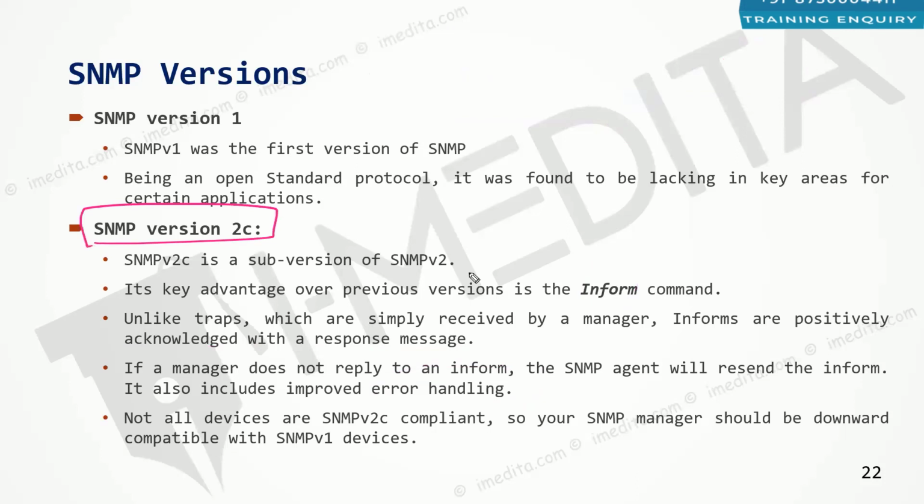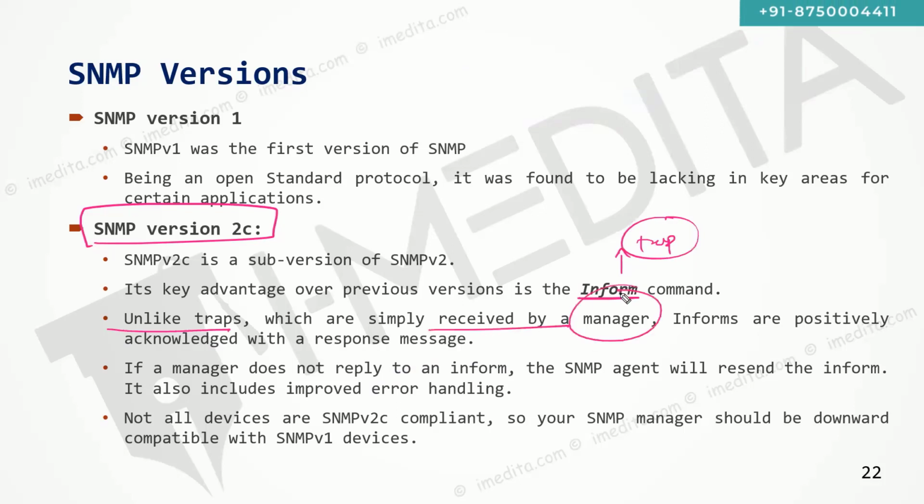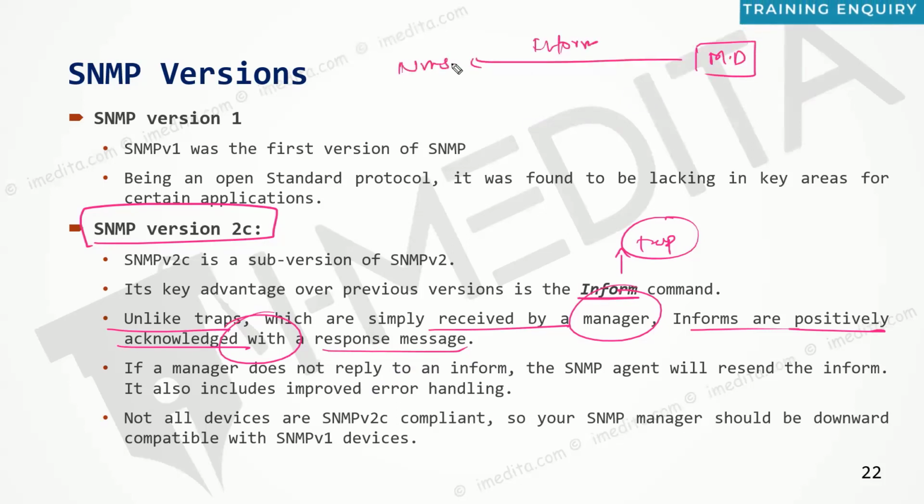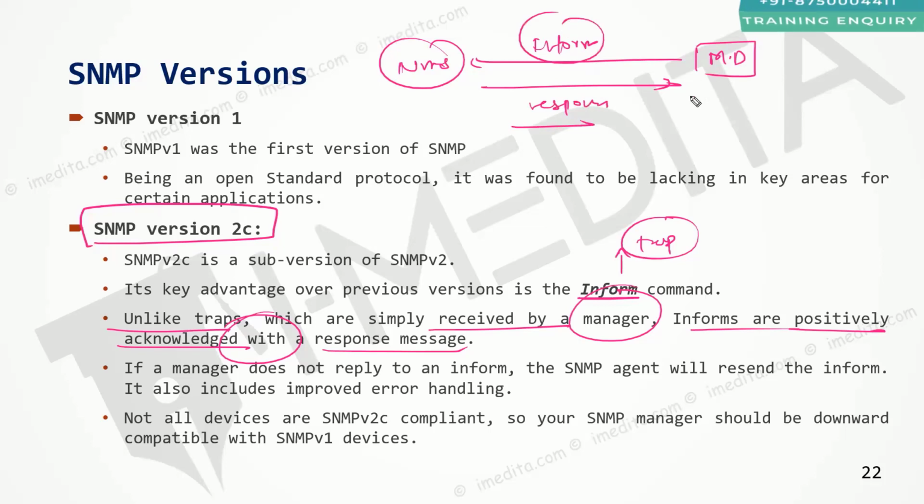So in version 2C, we have the use of the inform message instead of using trap messages. Trap messages are simply received by the manager. However, the inform messages are positively acknowledged with a response message. So when the SNMP managed device sends an inform message and the NMS receives that inform message, the NMS has to positively acknowledge. It has to respond that it has received the inform message. Once the response message is received by the managed device, then it will confirm that the packet was delivered.